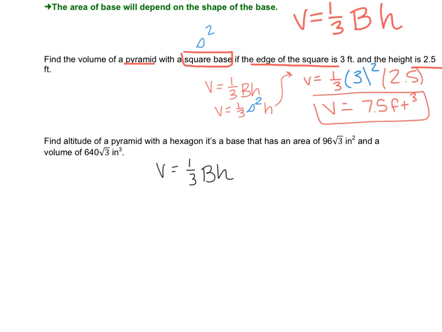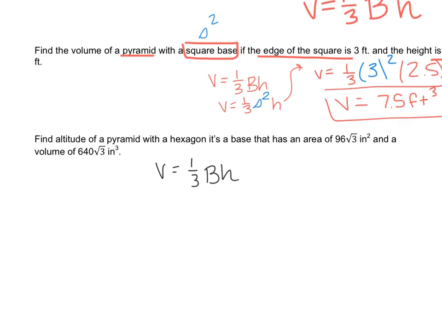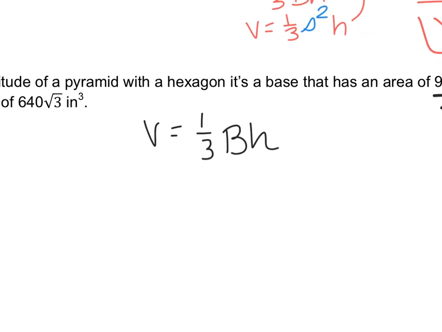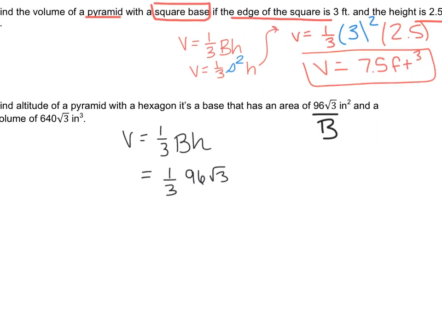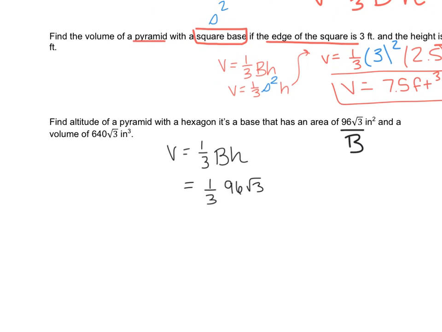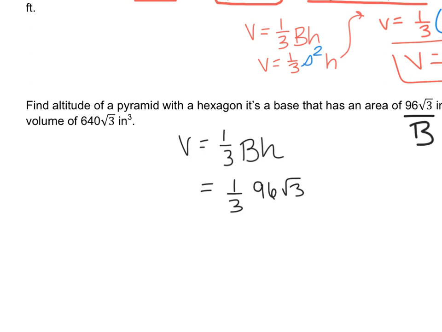We know that we have an area of 96 radical 3 for our base, so that's going to go where our b is. So this is our b. So I have 1/3 times 96 radical 3. I want to find out my altitude, which is my height, so I'm just going to put my h here. And I know my volume is 640 radical 3.